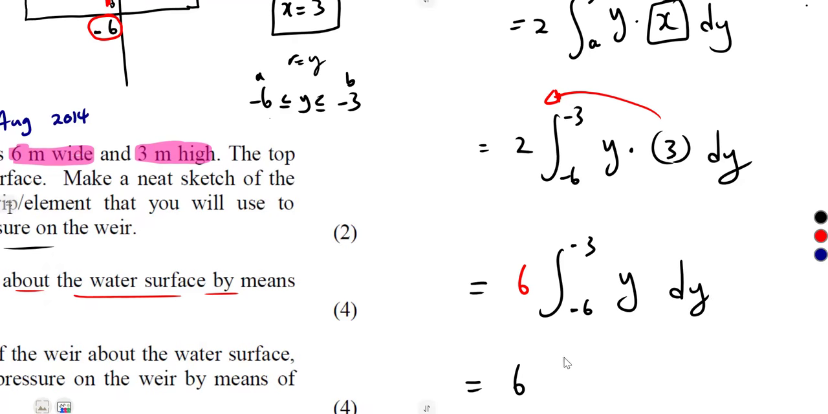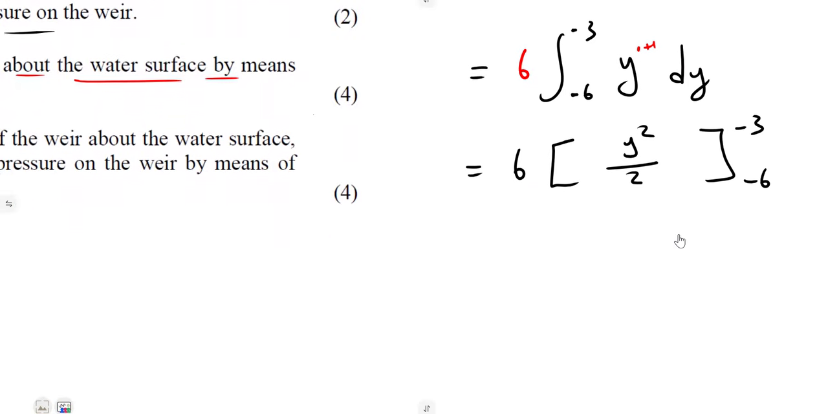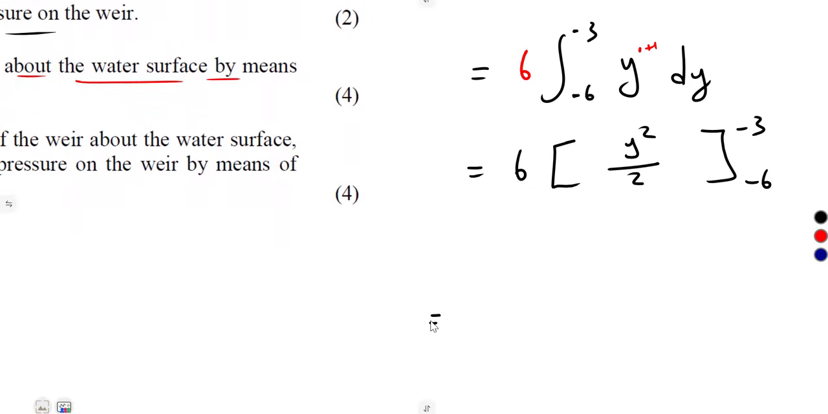So this is 6. We integrate y there, guys, we get y, then we add 1. Y to the exponent of 1 plus 1 is 2. So that's y squared over 2, with limits negative 6, negative 3. Let us substitute the upper limit minus the lower limit. Definitely we are supposed to expect a negative value from there. We must expect a negative. This is the first area moment, remember?